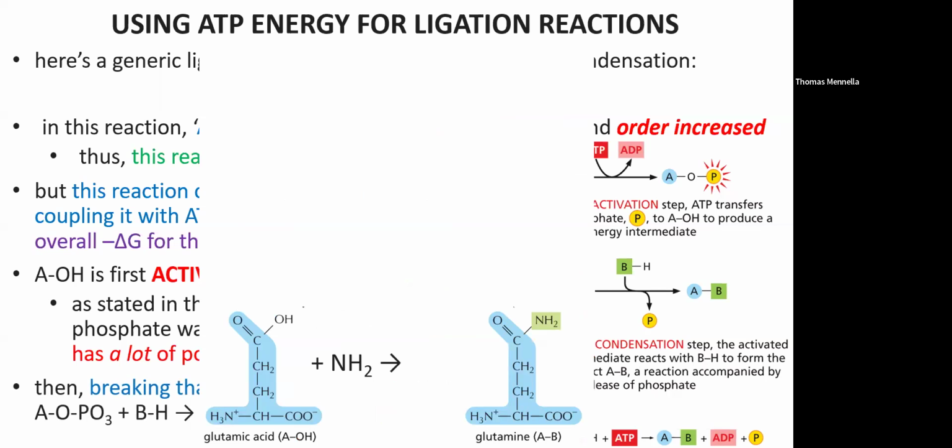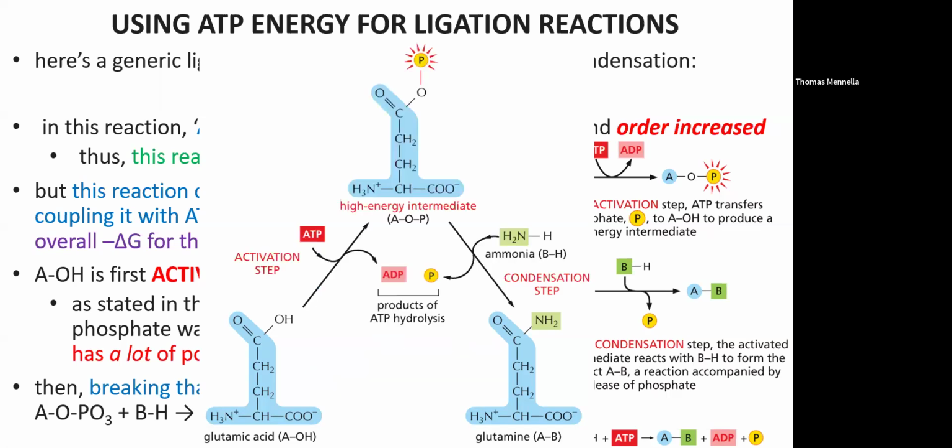So that's a generic example, right, with this A and B. Let's look at a real example. Let's turn glutamic acid, which has a hydroxyl group on its side chain, to glutamine, which has an amino group, a nitrogen group here on its side chain. So that's decreasing entropy, increasing order. We want to turn this into this. That's going to have a positive delta G. It's not going to happen. So it's non-spontaneous. However, we can pull a fast one.